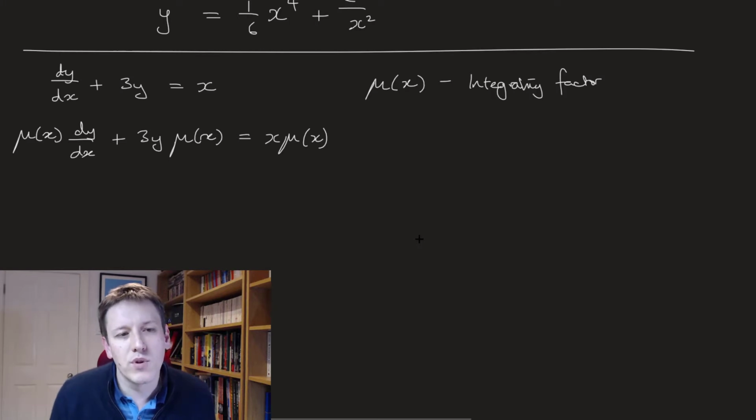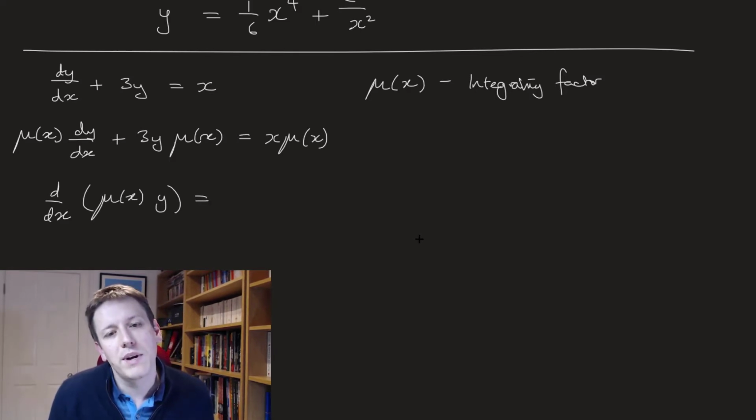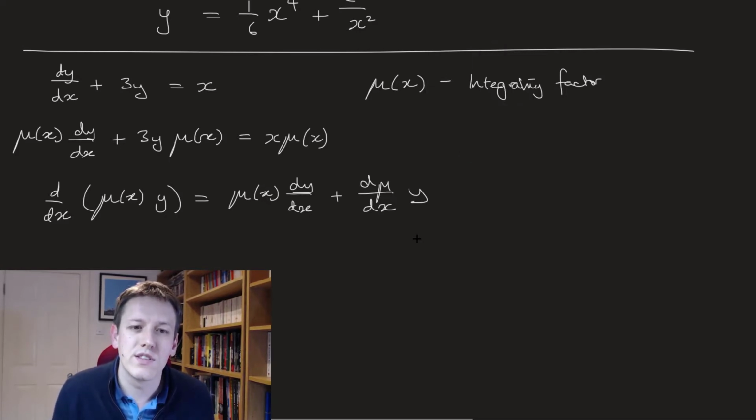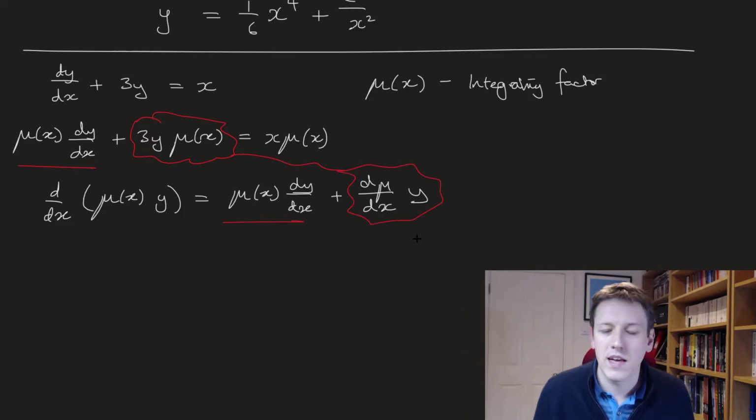And I want to make it so that the left-hand side is just d by dx of mu of x times y. Okay, so d by dx of mu of x times y is mu of x times dy by dx plus d mu by dx multiplied by y. Okay, so you can see we've already got this term matching up here. So all I've got to do is choose this term to equal this term, and we'll be done.